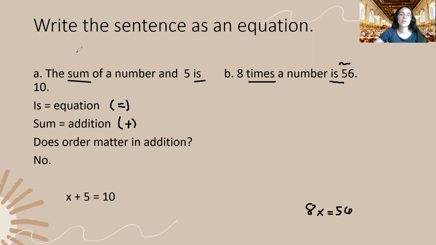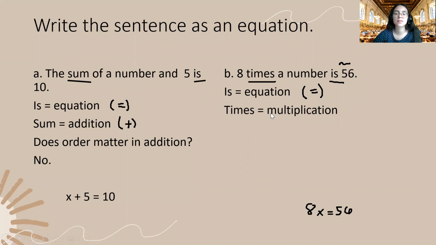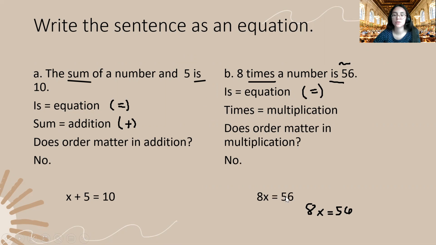Okay, but let's go ahead and break it down so that everyone can follow along. We underlined is because we know that this means that we will have an equation. We will have an equal sign. We also underline times because this is letting us know of our operation. So we're going to have multiplication. Does order matter in multiplication? No, it does not. So our answer is going to be 8x is equal to 56, which is what we thought of initially. So we're all happy.